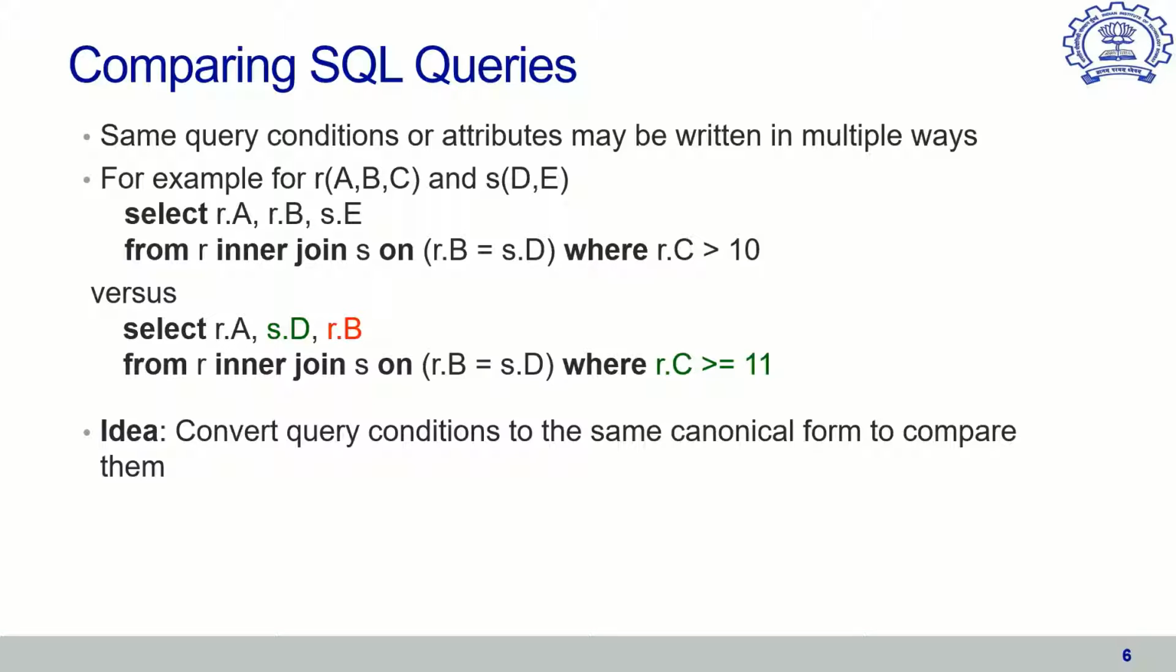However, since there is a join condition r.b equal to s.d in the query, r.b can be replaced in the projection by s.d, and the second projection attribute in both queries are equivalent. Similarly, if r.c is an integer attribute, the selection conditions are also equivalent. However, the third projection attribute is not equivalent. Hence, in order to compare a correct SQL query to a student SQL query, we need to change the queries to a common canonical form.